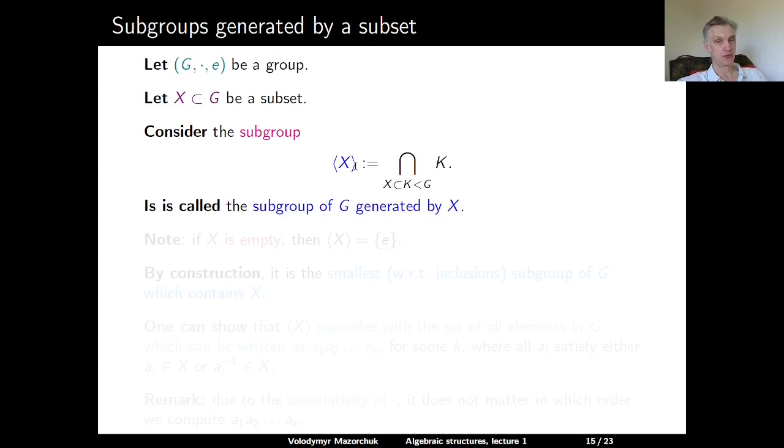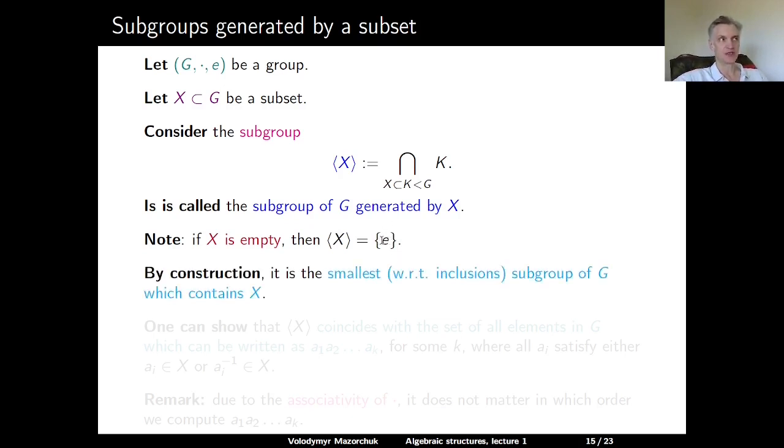So this is an intersection of subgroups, so it's a subgroup. We just proved this. This subgroup is called the subgroup of G generated by X. Note that if X is empty, then this subgroup is equal to {e}. So the subgroup generated by the empty set is just the identity element. By construction, the subgroup generated by some set is the smallest with respect to inclusion subgroup of G which contains that set.